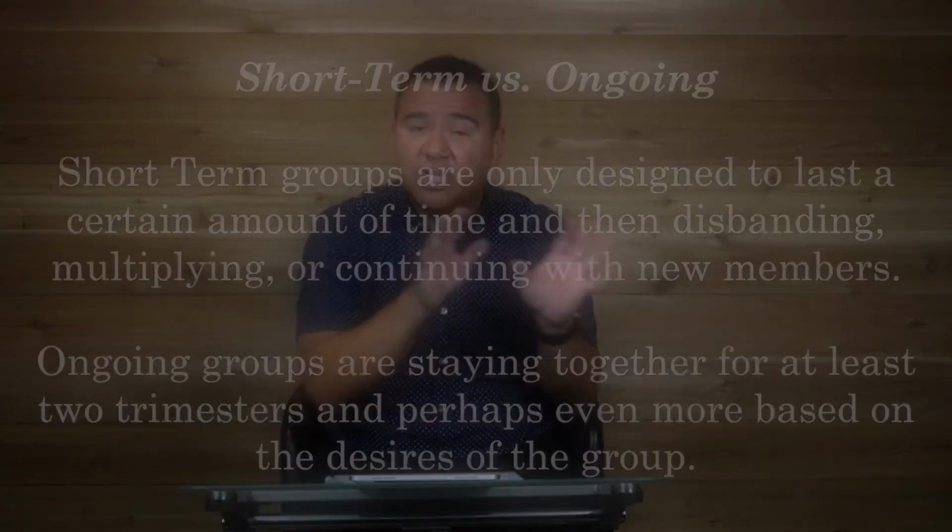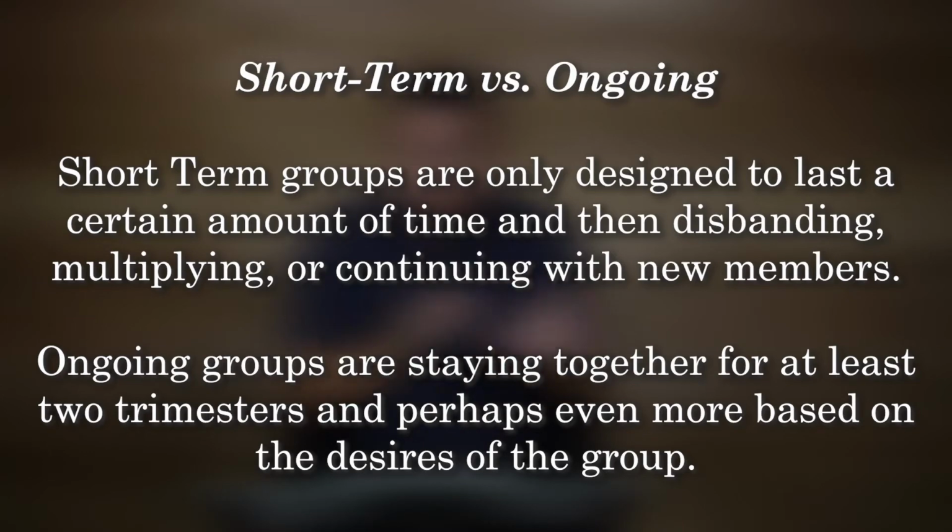Another consideration is short-term versus ongoing. Short-term groups are only designed to last a certain amount of time, as I mentioned before, like a certain curriculum or period of time that they're going to be on. Usually they disband after they're done, and then people either multiply into other groups or they continue on with the new curriculum. Ongoing groups stay together for at least 2 trimesters and perhaps even beyond, based on the desire of the group. And the goal of these groups eventually is hopefully to multiply and to continue to add new members to the group. But that's kind of a little bit of that trade-off there. Short-term groups can be easy to ramp up in the culture for people to join.